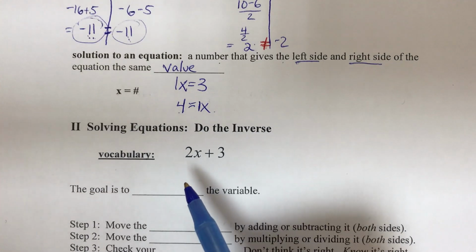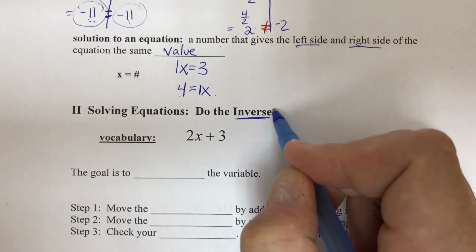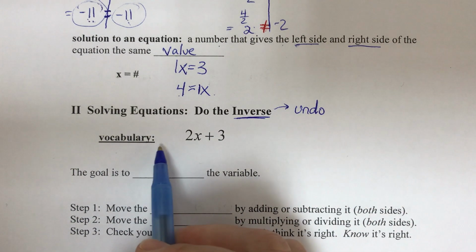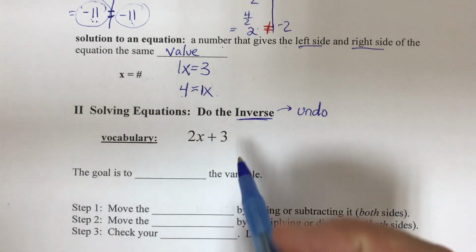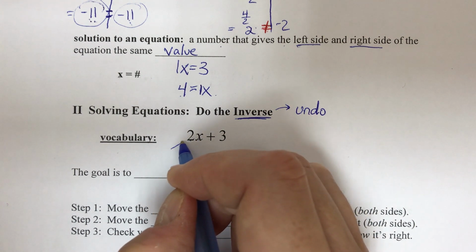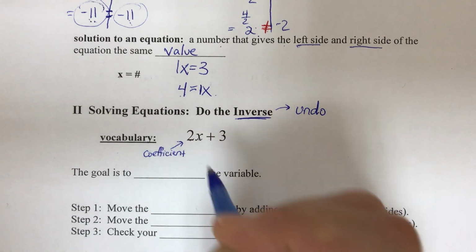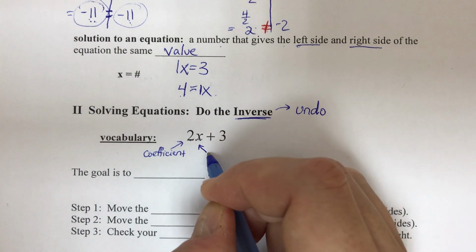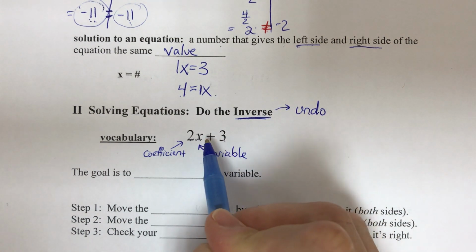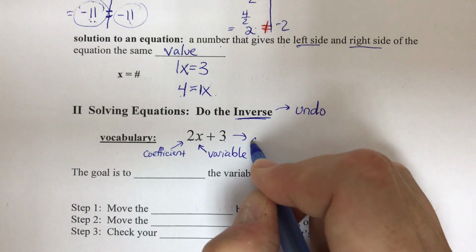Now our strategy when we're solving equations is basically we do the inverse. And remember that the word inverse means to undo some kind of expression. And again, a review of some vocabulary here. 2 times x plus 3, the number in front of x, that is called the coefficient. The x, the letter, is what we call the variable. And then the number that's by itself, the number that is separated from x by a plus or a minus, that is called the constant.